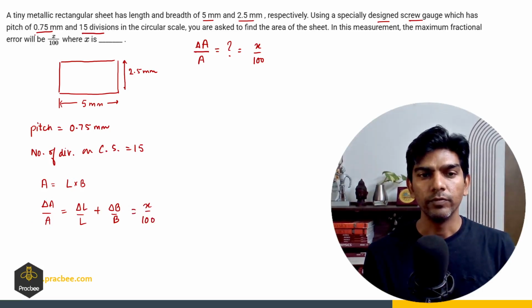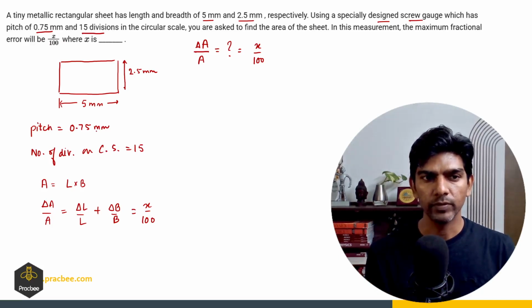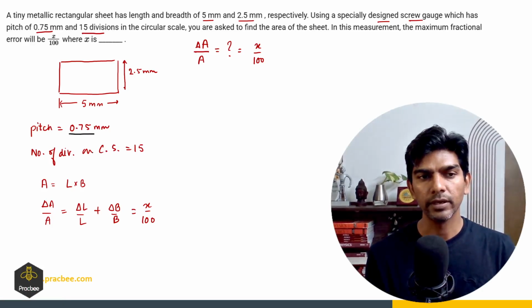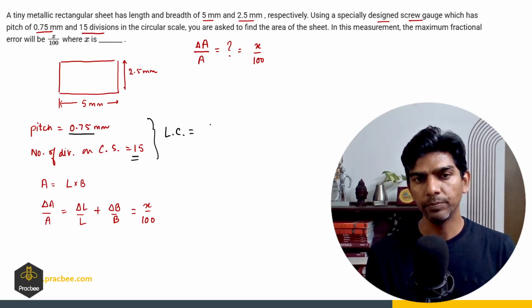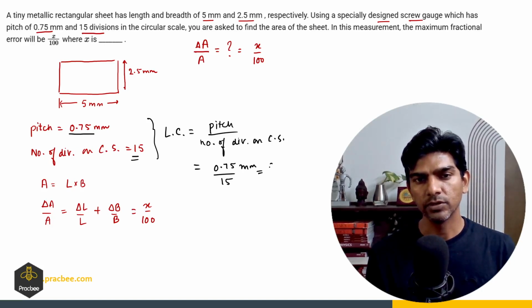Now we are measuring length and breadth by using a screw gauge having a pitch of 0.75 millimeter, and the number of divisions on the circular scale is 15. We know the least count of a screw gauge is the pitch divided by the number of divisions on the circular scale. So this can be written as 0.75 millimeters divided by 15, which comes out to be 0.05 millimeters.